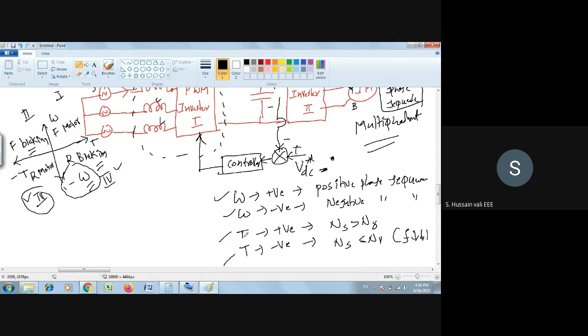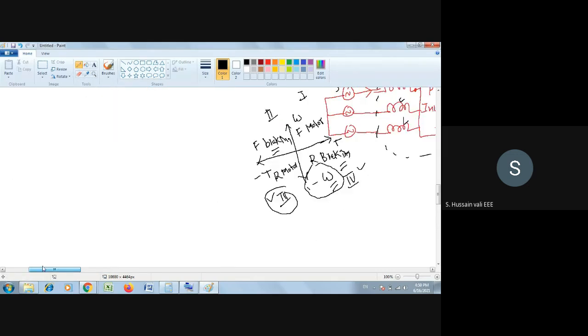So now the four combinations, you see you have four quadrants. Based on that, you go ahead and you will get the multi-quadrant operation. Then we will solve a simple numerical problem.